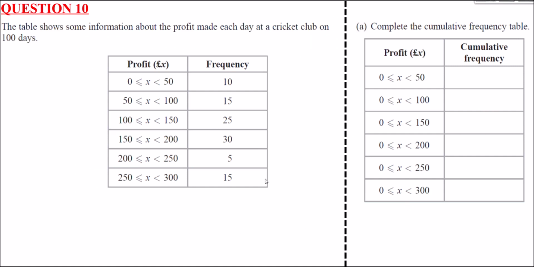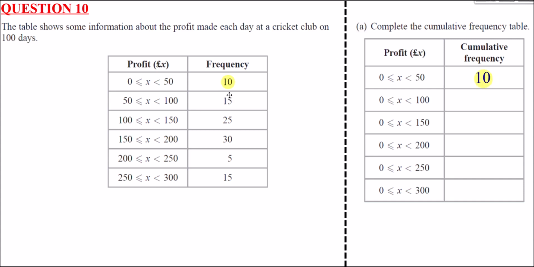Question 10. We have a table showing some information about the profit made each day at a cricket club on 100 different days. So here we've got profit and frequencies, and what we need to do for part A is to take this frequency table and convert it into a cumulative frequency table. A cumulative frequency table just means the totals add and add and add until you get to the very total on the end row. But to start off with, the first entry is always the same as the first entry in the normal standard frequency table. So here it's just going to be 10. So we can fill that in. That's the easiest one we can do. So 10 there, therefore we put 10 here.